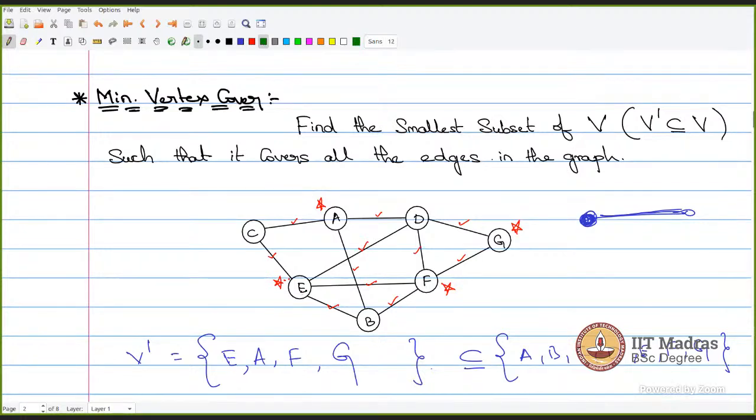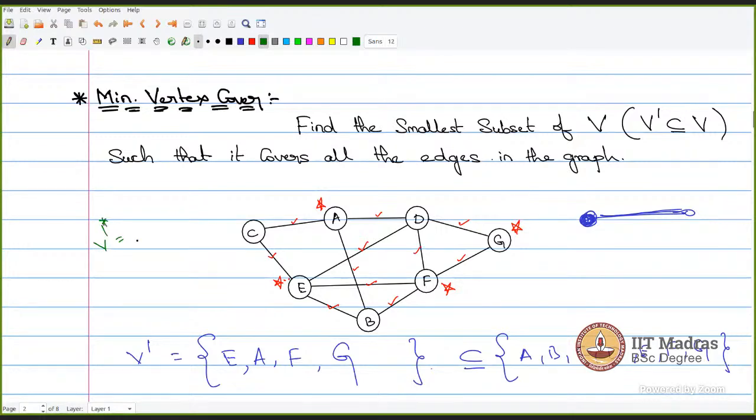So you can see here E and F are connected with an edge. E is there in my set, F is there in my set, but E and F are connected by an edge. This is not an independent set. Okay, look at this.